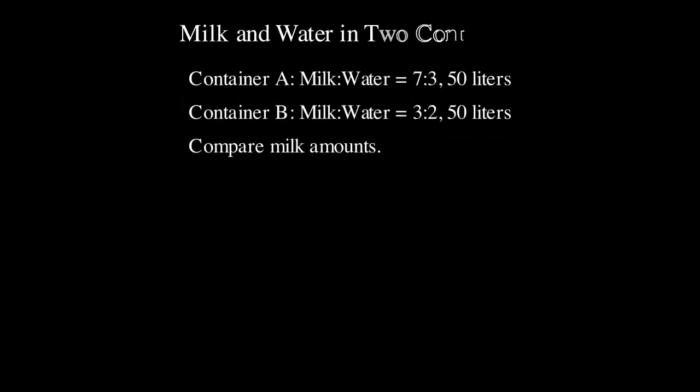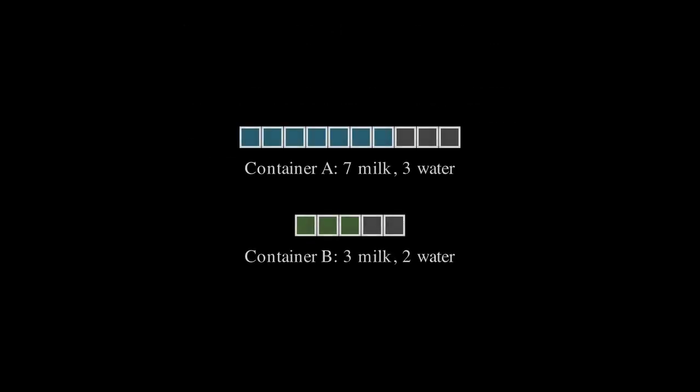2 containers hold a mixture of milk and water. Container A has milk and water in the ratio 7 is to 3, and container B has milk and water in the ratio 3 is to 2. If both containers hold 50 liters each, which container has more milk, and by how much? We treat each container separately as its own whole cut into equal parts, find the value of 1 part in each, work out the actual milk in liters for both, and then compare those 2 real amounts.